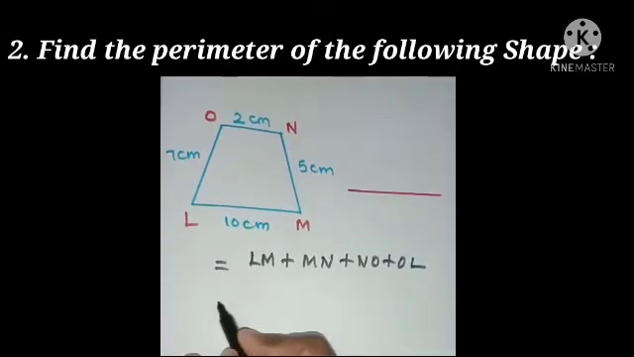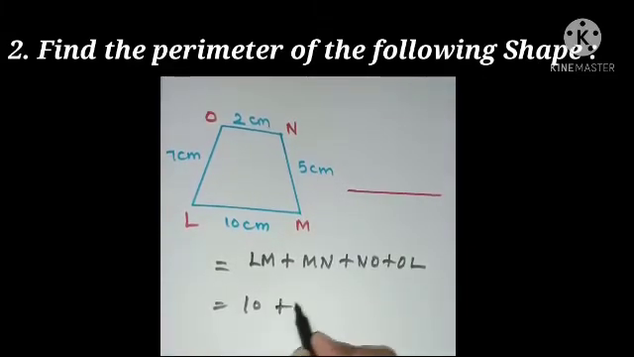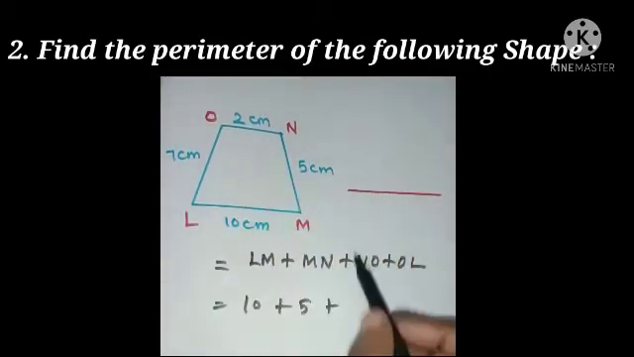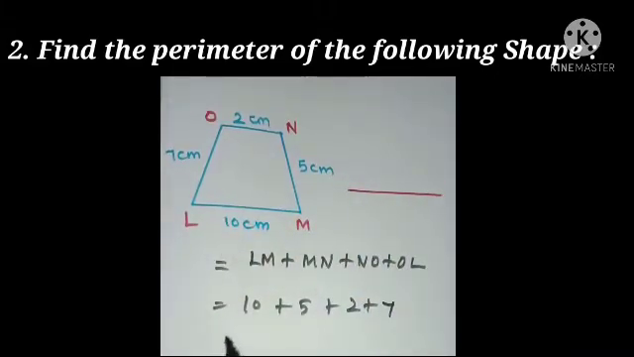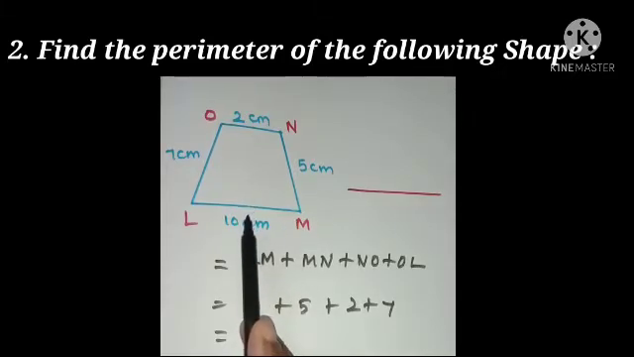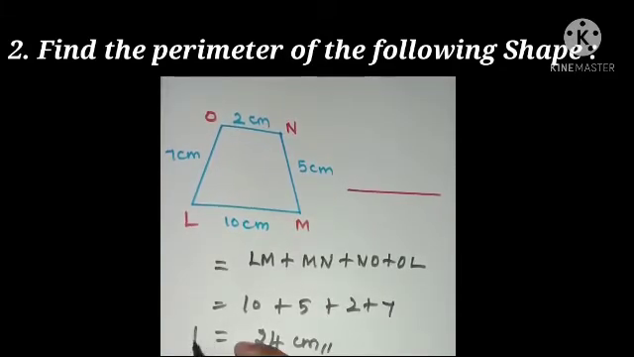So now LM is 10 cm, MN is 5 cm, NO is 2 cm and OL is 7 cm. So now adding all these values, you get the perimeter of this given trapezium. 10 plus 5 is 15, 15 plus 2 is 17, 17 plus 7 is 24 centimeter is our required perimeter.